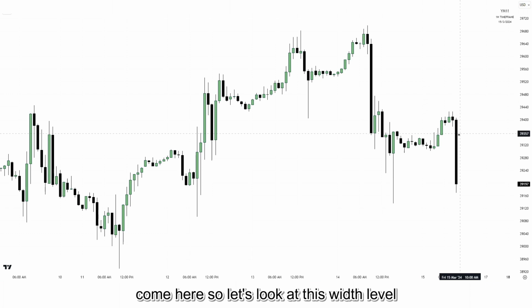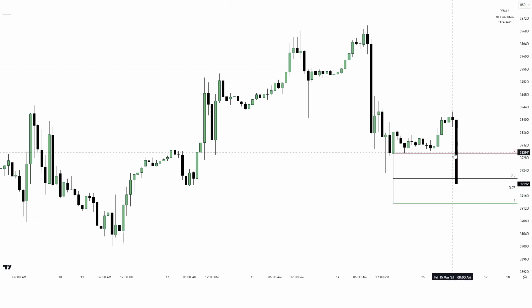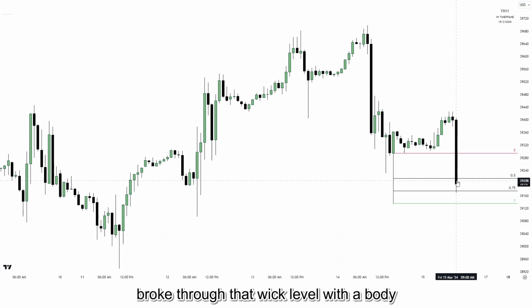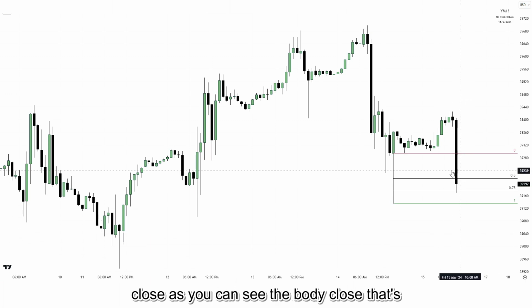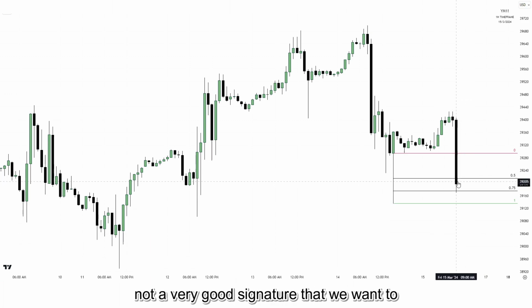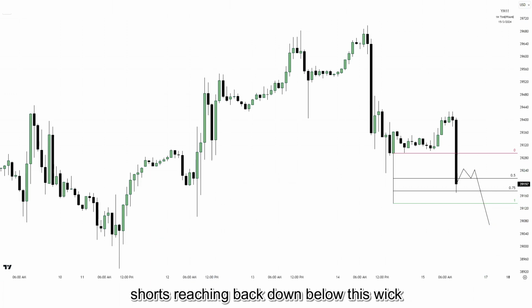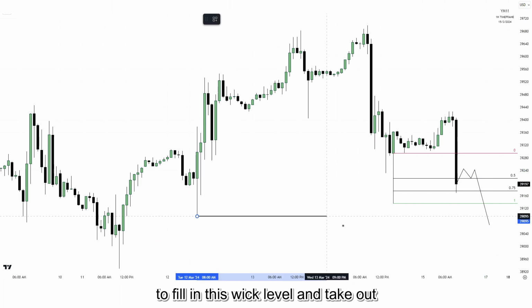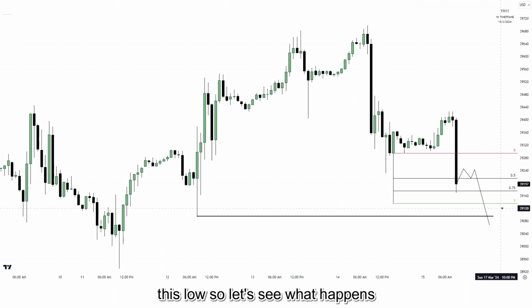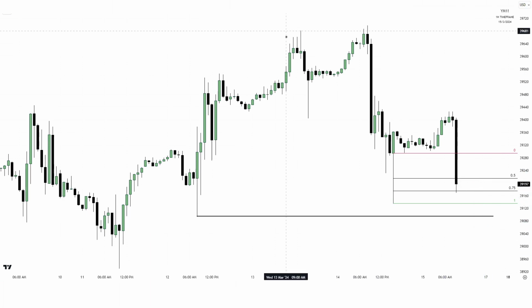And now we come here. So let's look at this wick level. We broke through that wick level with a body close. As you can see, the body close, that's not a very good signature that we want to look for. So I'm anticipating if we can get some type of pullback, I would anticipate shorts reaching back down below this wick to fill in this wick level and take out this low. So let's see what happens.